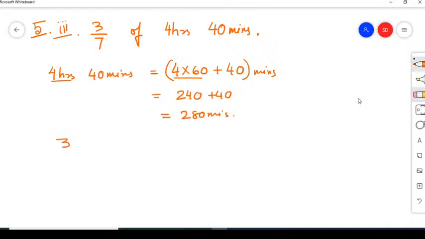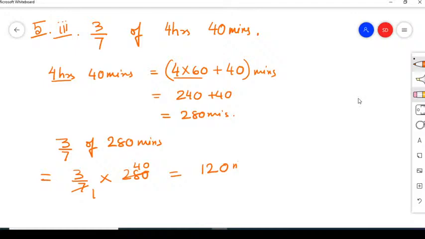So then we write 3 by 7 of 280 minutes, which is equal to 3/7 into 280. Of means into. 7 ones are 7, 7 40s are 280, which gives 120 minutes, which can be written as 2 hours, right?